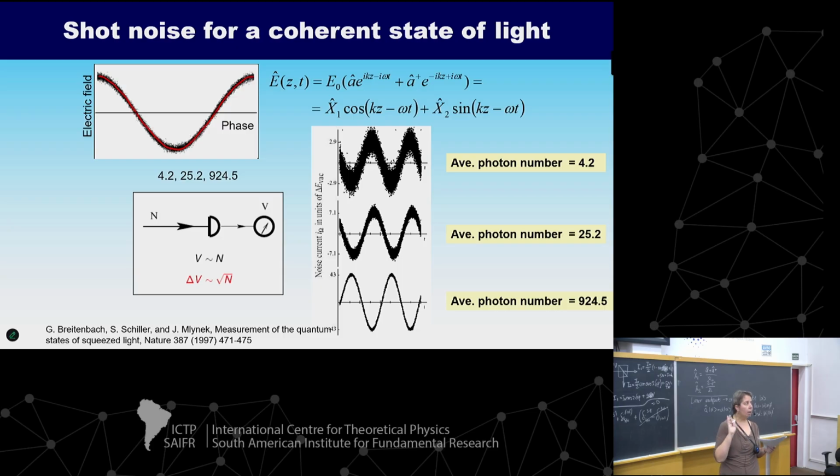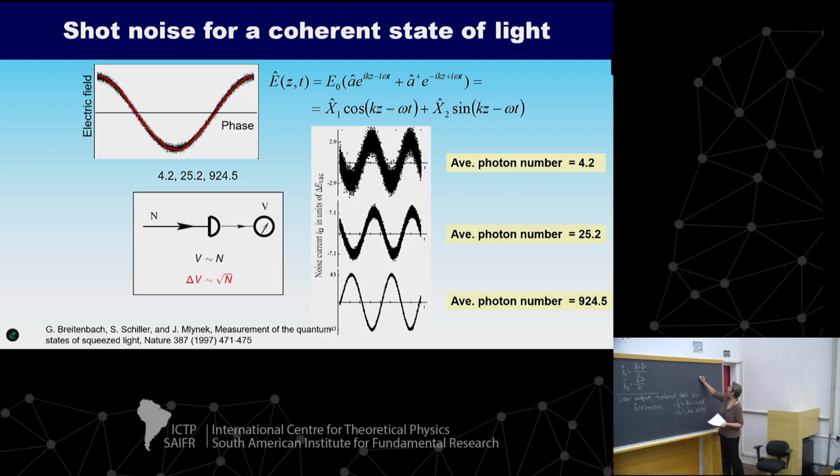One of the great properties of the coherent state is that no matter how many photons you have, the uncertainty of each of the quadratures is going to be exactly the same. It is going to be 1/2. So it doesn't matter how much energy you put in the state, your uncertainty is always going to be the same. And this is the illustration of it.